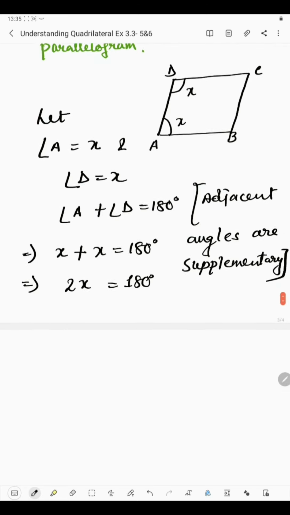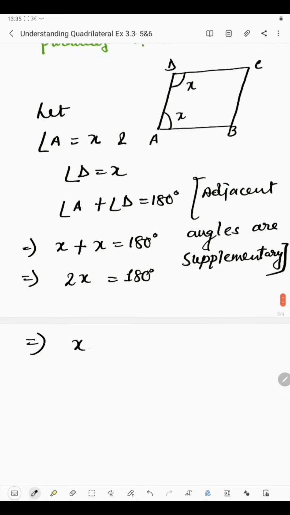So what will be the value of x? It will be 180 degrees divided by 2. So 2 ones are 2, 2 nines are 18, and 0 we have. So it's 90 degrees. Now we have got the value of x. So angle A we have considered as x, that means angle A is 90 degrees, and angles A and D have equal measure. So angle D is also 90 degrees, right?